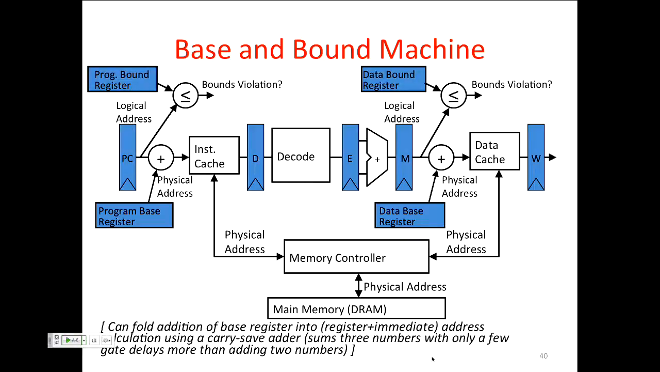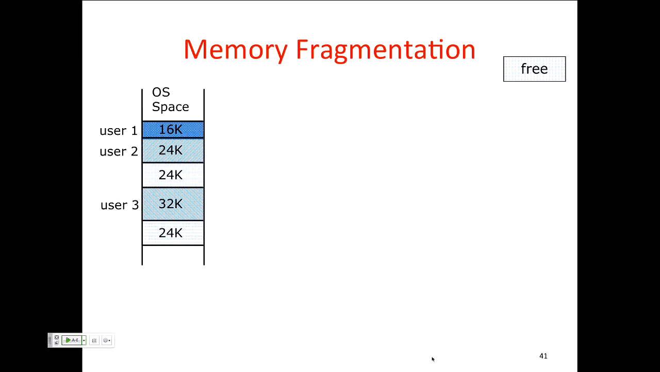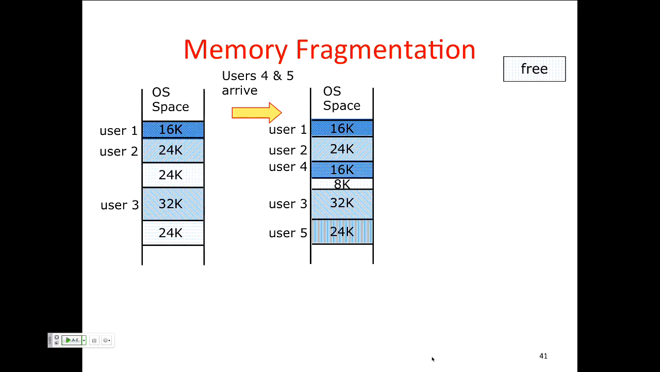However, this mechanism is not perfect. And one key problem it suffers from is what's called memory fragmentation. So imagine you have 3 programs running. One is up here, one is up here, and one is up here. And then you have 2 more programs come in, one is being put into this part of memory and the other one here.